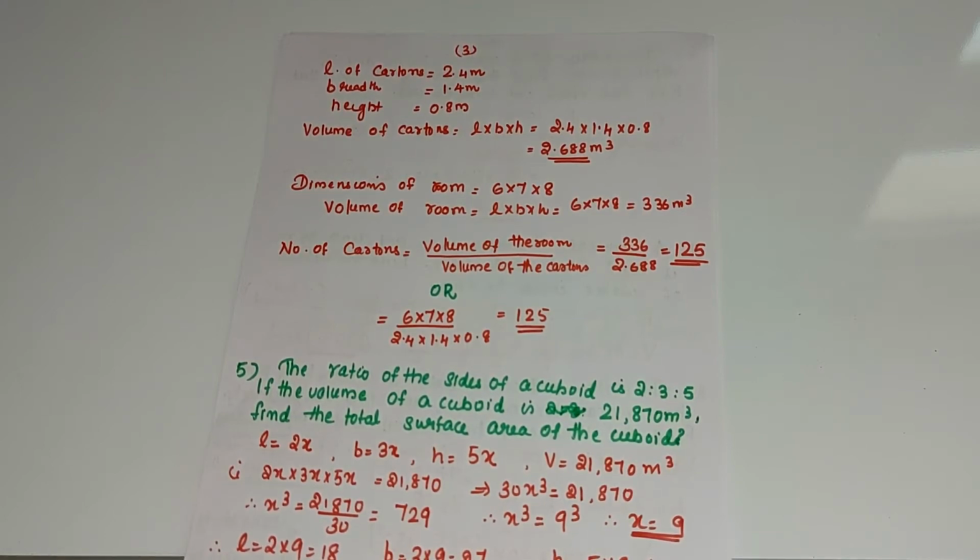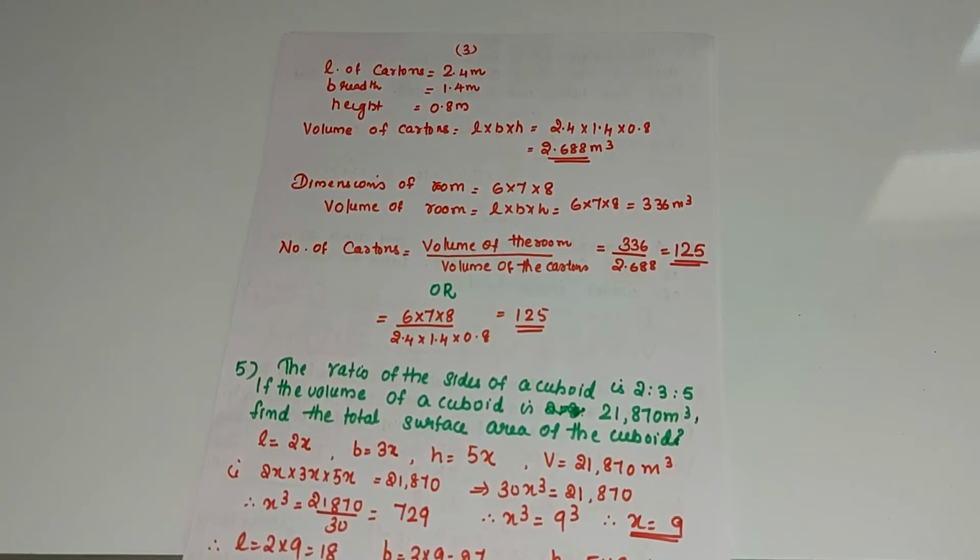Dimensions of the room are given, it's 6 into 7 into 8. So volume of the room is equal to L into B into H, which is 6 into 7 into 8, equal to 336 meter cube. To get the number of cartons that fill in that room, it is equal to volume of the room divided by volume of the cartons. It's equal to 336 by 2.688. Answer is 125. So 125 cartons fill in that room.